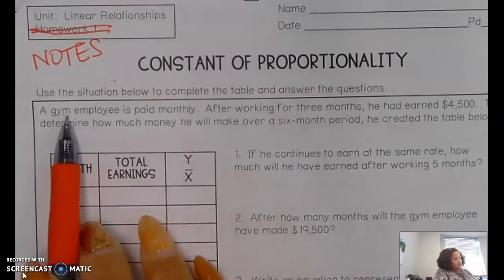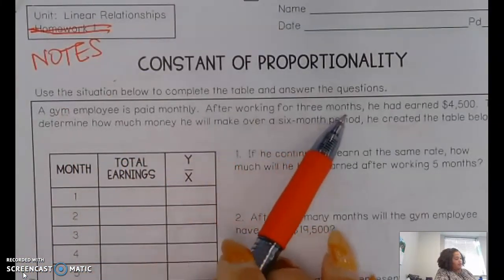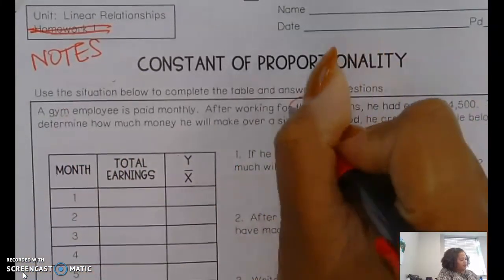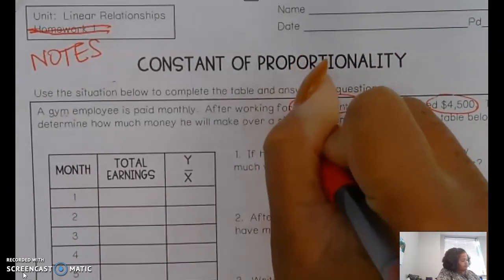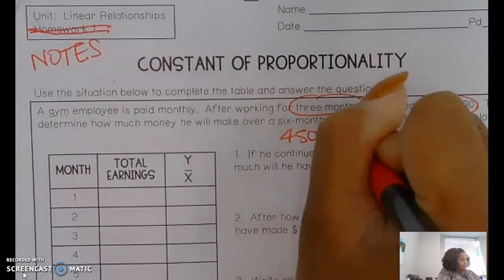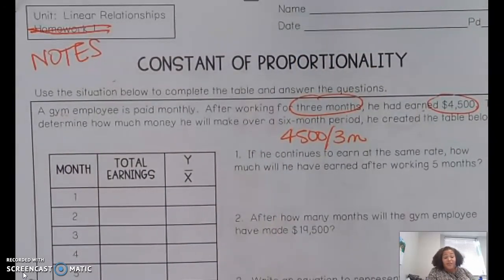All right, so this says a gym employee is paid monthly. After working for 3 months, he had earned $4,500. So that's a rate. Students, please walk out. I'll finish the rest in the next video.